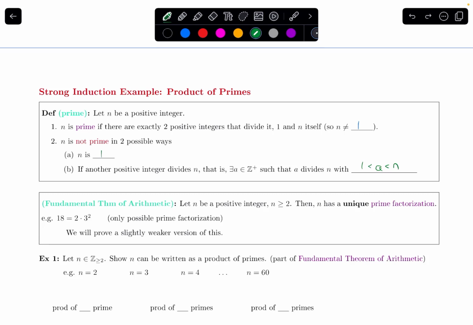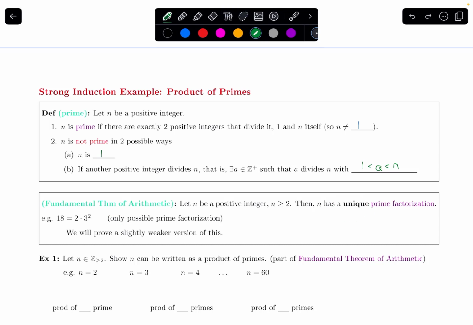Before I get to my statement that I'm trying to show, there's a more specific version of this that has a famous name. The fundamental theorem of arithmetic says that if n is a positive integer that's greater than or equal to 2, it has a unique prime factorization. So for example, 18 is 2 times 3 squared, and that's the only possible prime factorization of 18.